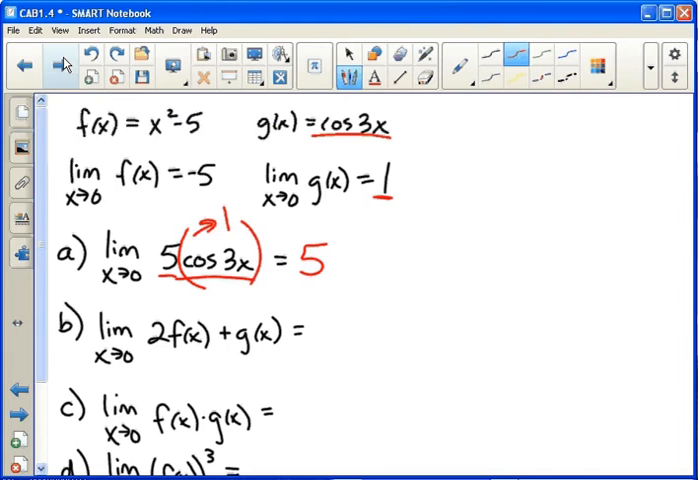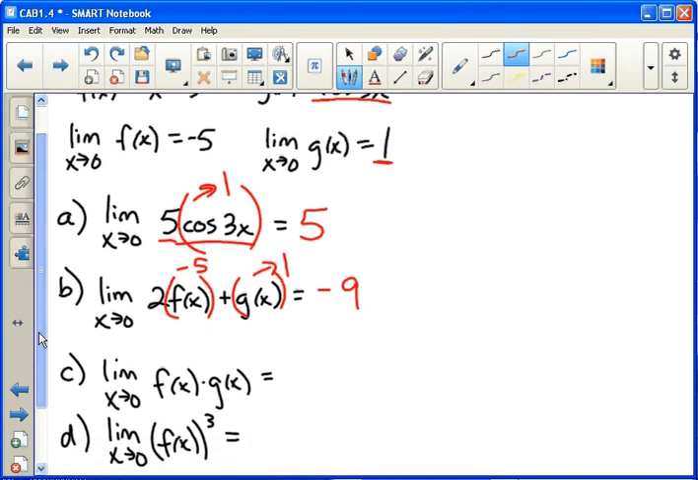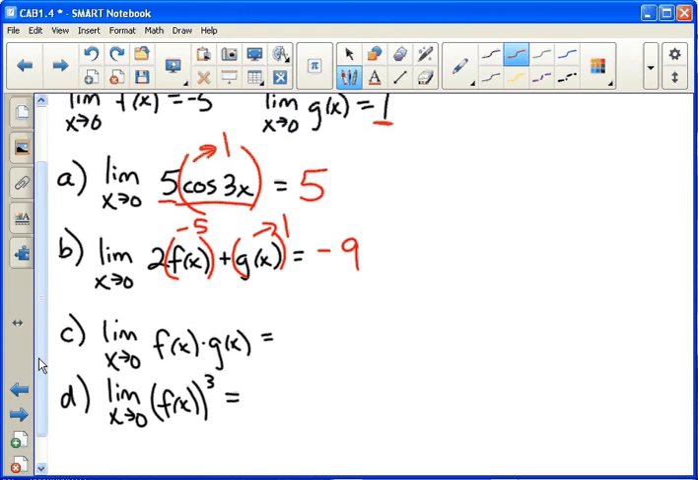So part B, we know the limit as x approaches 0 of f of x plus g of x. We want to know. Well, we know the limit of g of x individually is 1, and the limit of f of x individually is negative 5. So to solve it, just do 2 times negative 5 plus 1 gives you negative 9. And then C. We know individually the limit of f of x is negative 5. The limit for g is 1. So to find the limit of this new thing where they multiply them together, you just do negative 5 times 1.